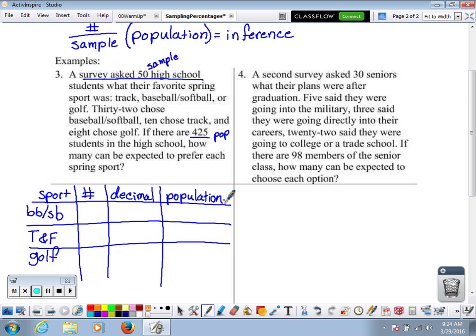Now, we're just about out of time here, so I want you to hang on to this chart, make sure you bring it back with you tomorrow, and we'll fill it out tomorrow.